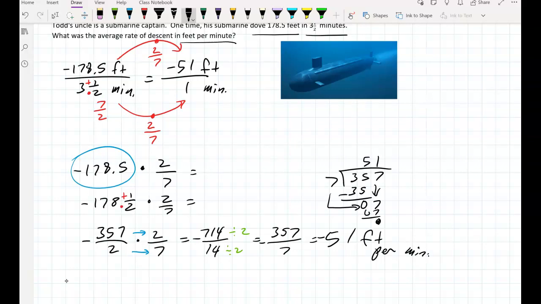Okay, well, that's some really good practice with multiplying and dividing rational numbers. You got to convert your fractions to decimals or your decimals to fractions before you can do anything with them.